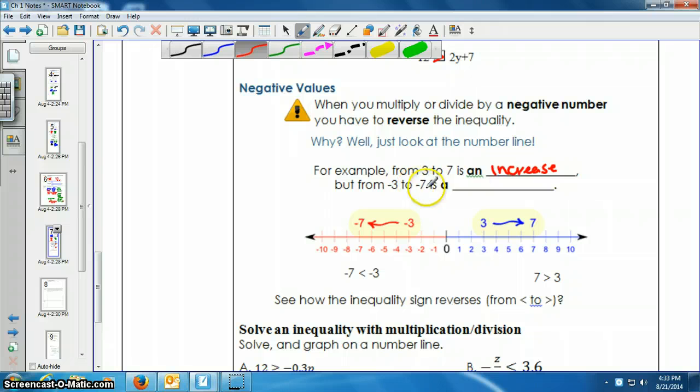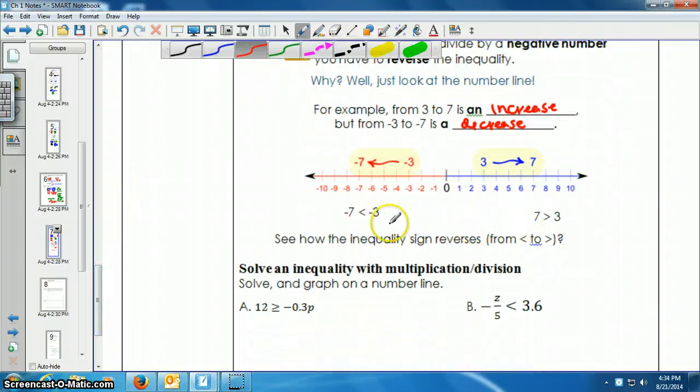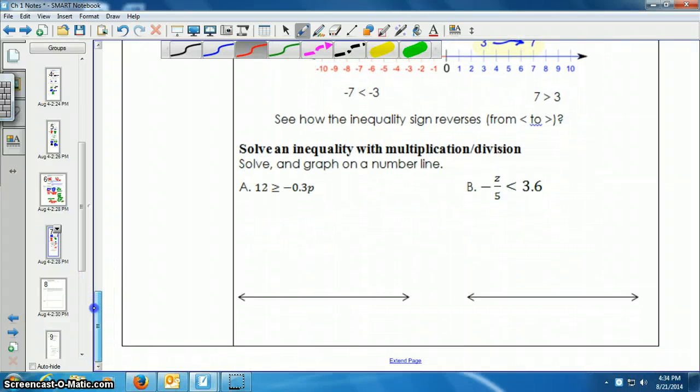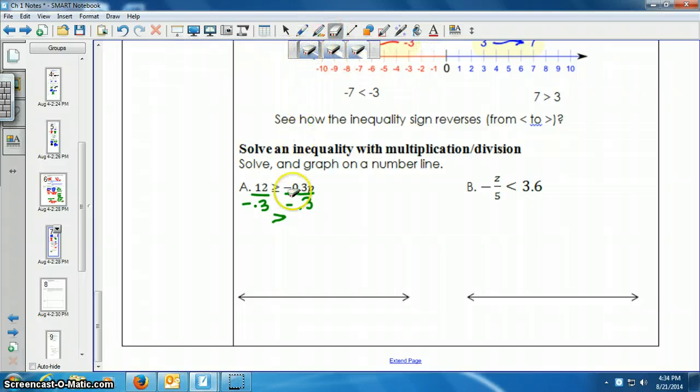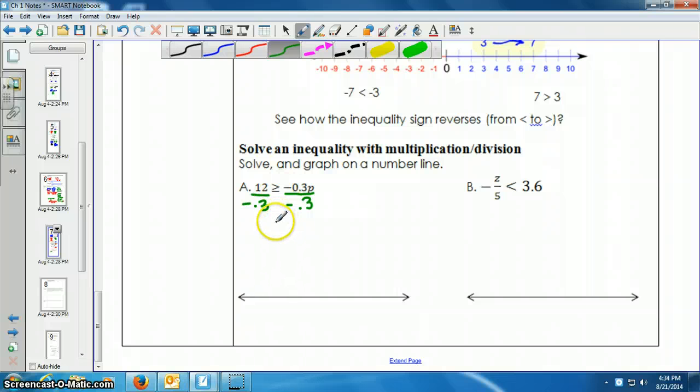But from negative 3 to negative 7 is a decrease. So as you can see here, our inequalities are reversed. All right, so let's take a look at an example. If we were to solve for p, we would divide by negative 0.3 on both sides. And we would bring not our sign down the same way, because see how we're dividing by a negative on both sides? That's when we switch our sign and make it go the other direction.